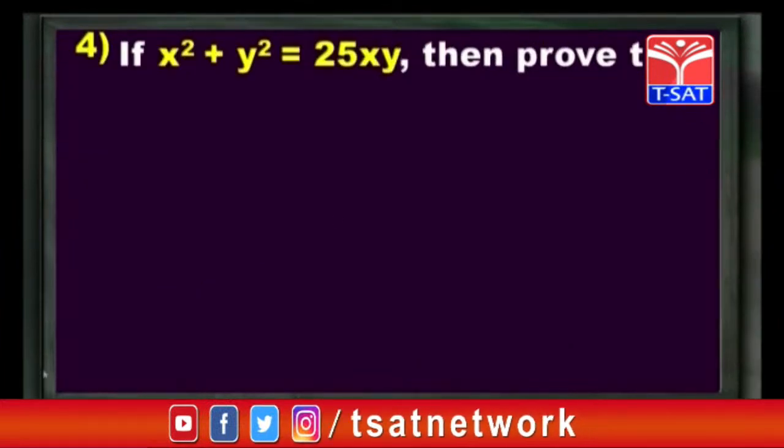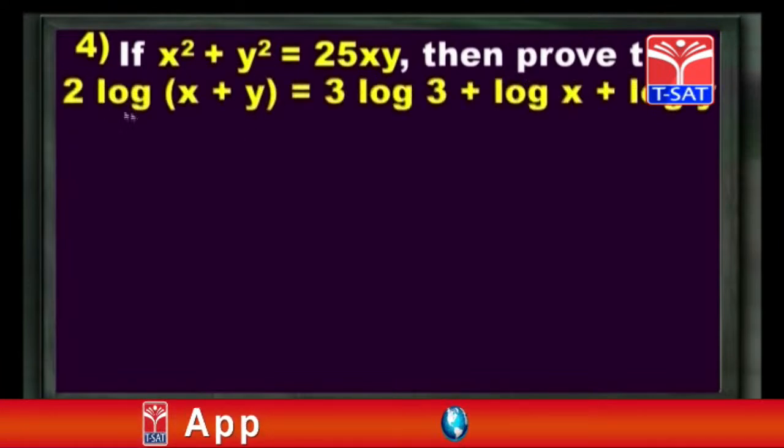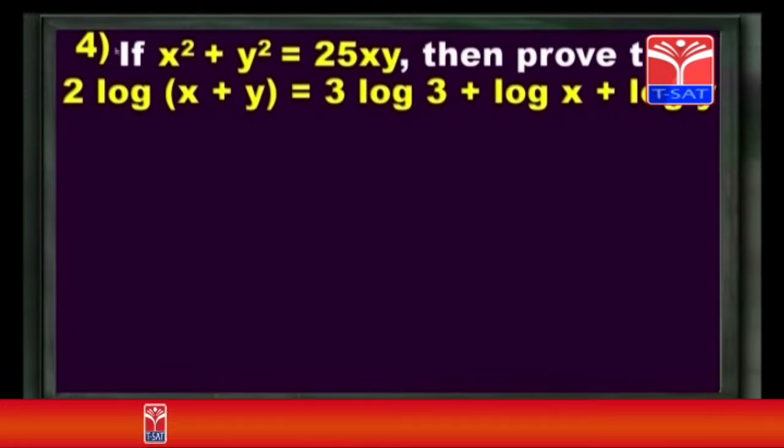Now let us see one more problem. This is an important problem. If x square plus y square is equal to 25xy, then prove that 2 log (x plus y) is equal to 3 log 3 plus log x plus log y. So the given question is x square plus y square is equal to 25xy, then prove that 2 log (x plus y) is equal to 3 log 3 plus log x plus log y. We can solve this problem using two methods. So let us see one method here.